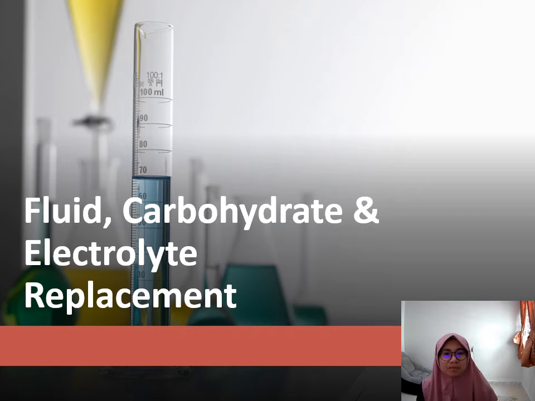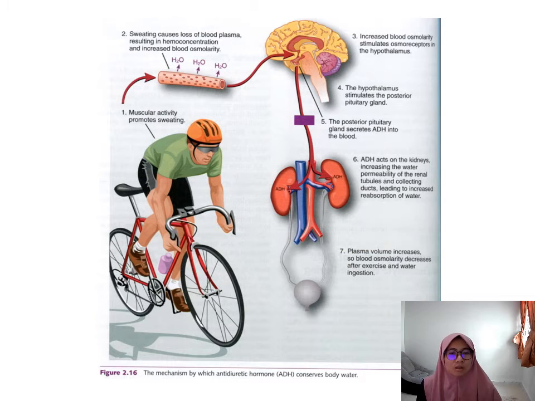Okay. Right, we move to fluid, carbohydrate and electrolyte replacement. We start with the mechanism. You must understand the mechanism of how our body conserves body water through ADH. ADH is antidiuretic hormone. When we exercise, the muscular activity promotes sweating. The sweating causes loss of blood plasma.